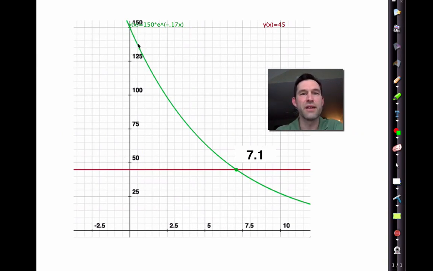So we've got this nice decreasing exponential, which intersects that line. So this is our A equals 150 e to the negative 0.17t. I know that the equation's up here, but it's a little bit hard to see it. This is our horizontal line, y equals 45, and they intersect roughly at 7.1 hours. I think it's 7.08 to the nearest hundredth, but we can take that quite a bit farther.